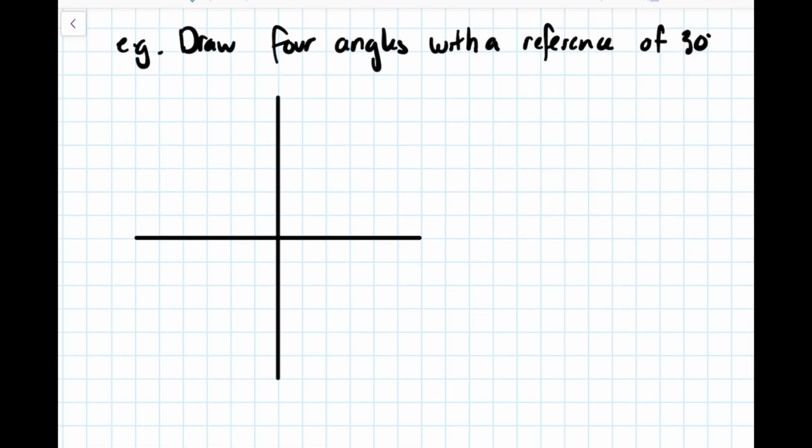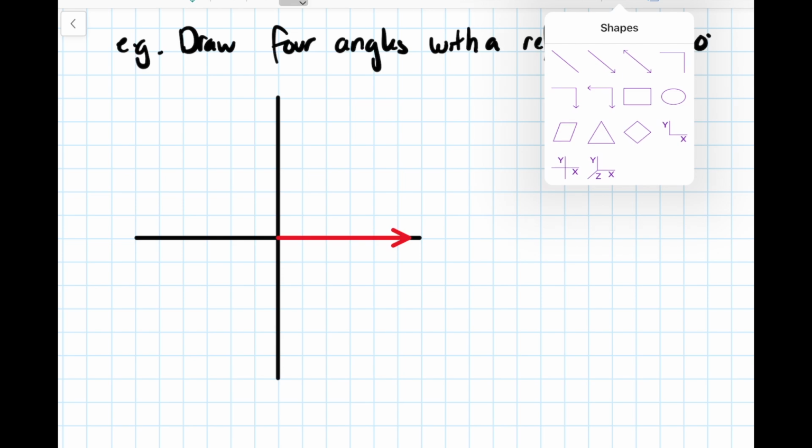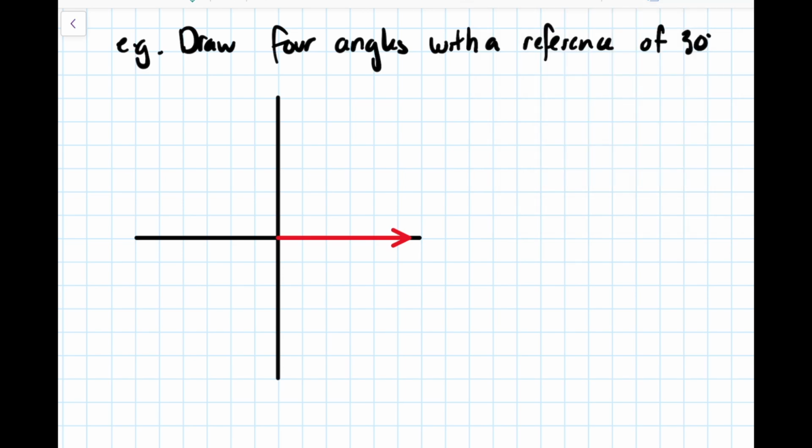Our initial arm for all of our angles, no matter what, is going to be same place it always is. And so if I want reference angles of 30, that means from our x-axis, we're going to be going for a 30-degree angle. Now that's going to look something like this, roughly. And so this is my reference angle. This is theta r, which is 30 degrees.